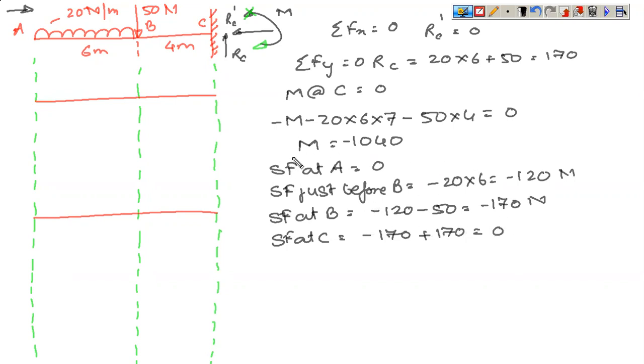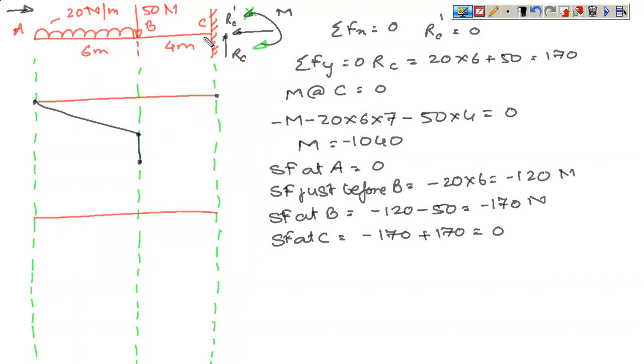Now let us draw the shear force diagram. Here it is 0, here it comes out to be minus 120, then you have minus 170, and then you have 0 here. From A to just before B, the variation will be a straight line, because the shear force at any distance x from A is minus 20 into x. This is an equation of a straight line. Just as it reaches point B, it falls down to minus 170.